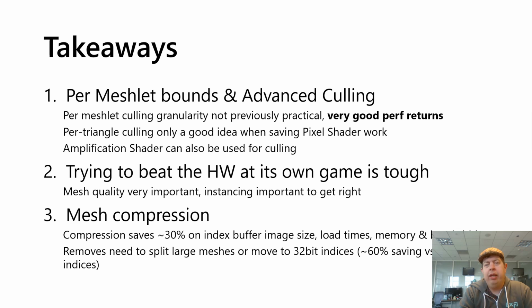Again, I will stress that in my demo, the pixel shader was dirt cheap. So your mileage should be considerably better from doing per-triangle culling than mine was. And the amplification shader, despite the name, can also be very useful for culling, reducing workloads. Trying to beat the hardware at its own game is tough. That's right now, trying to beat the input assembler, the primitive assembler. In future, that may be more viable. We don't really want to be spending die area on these things in future. We'd rather go to a software solution.